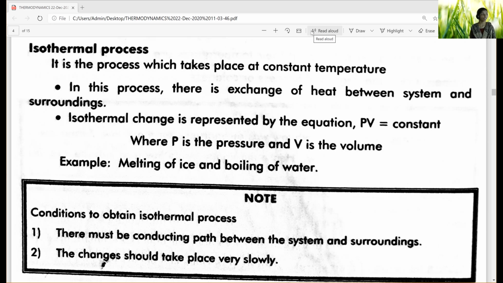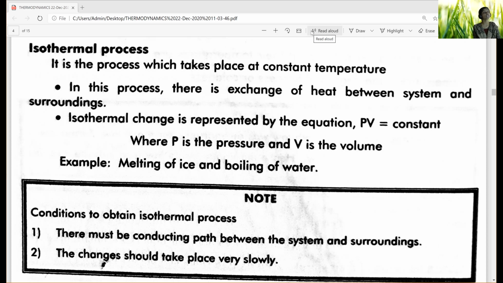And some of the conditions of isothermal process are: first condition, there must be a conducting path between system and surrounding. Second, the change should take place very slowly. Isothermal process is a slow process. That is already mentioned here.